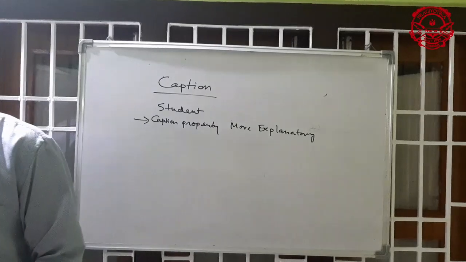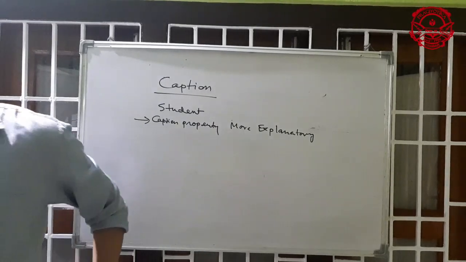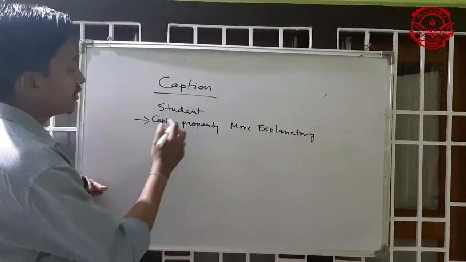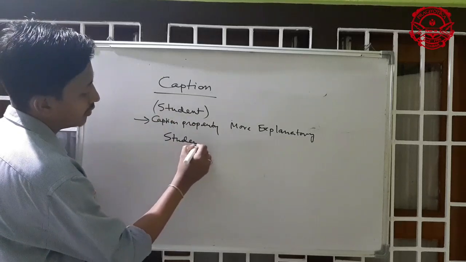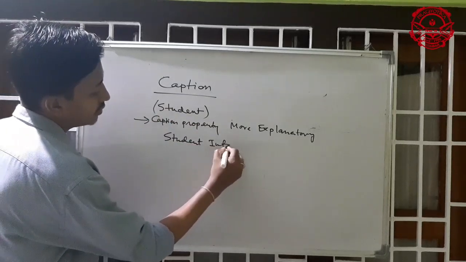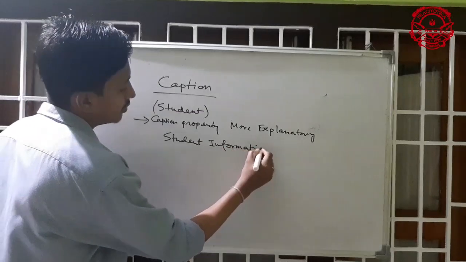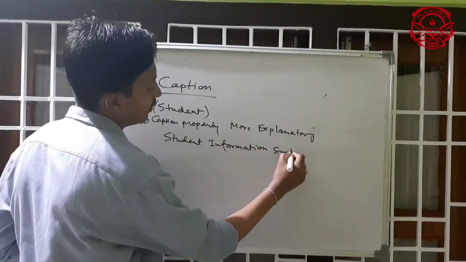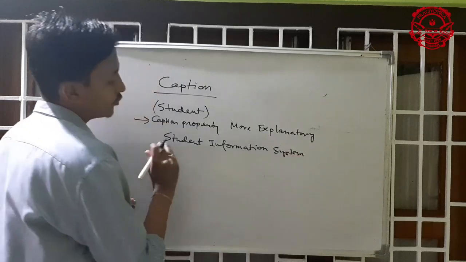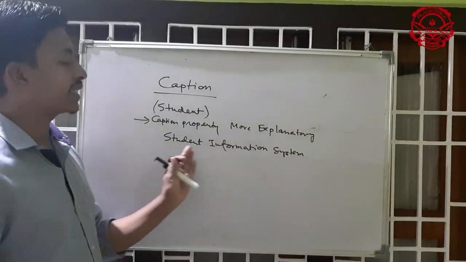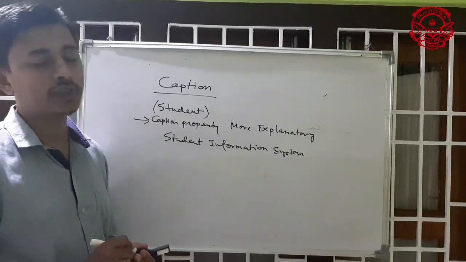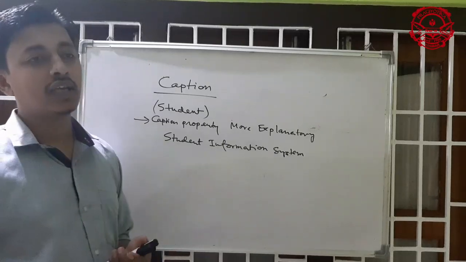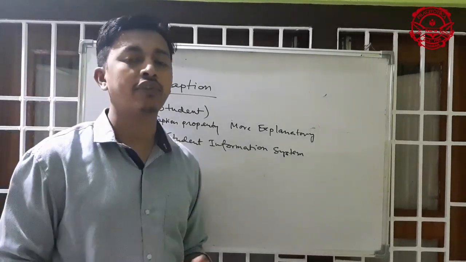For example, now you can see the field name is student only, not students. I want to say Student Information System. You can create a caption like this. Okay, so it is very important because you can give more explanation for a field.